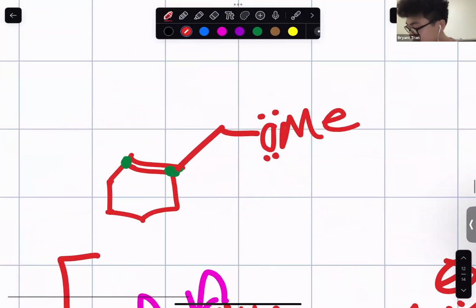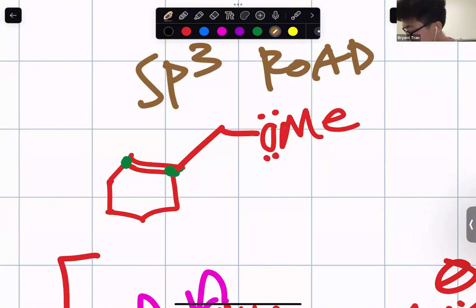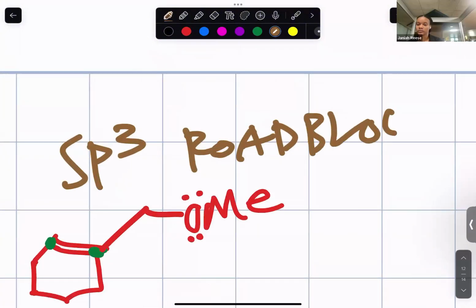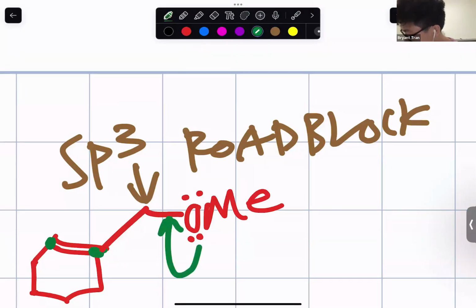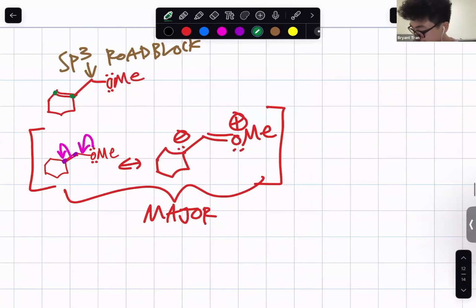Whereas this right here is not able to do resonance since there's an sp3 roadblock in the way, which is this carbon right here. We can't make a double bond right there because that's an sp3 carbon. We can't shift double bonds or charges around like that. That sp3 carbon with 4 bonds is blocking resonance, right?